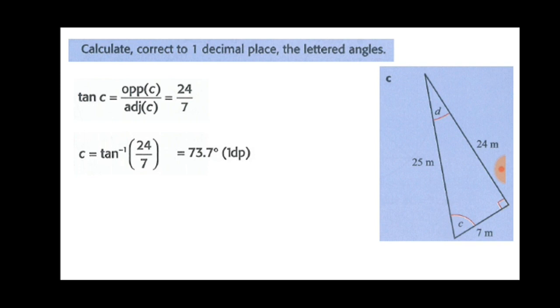And we need to find D. We know that the sum of three angles in a triangle is equal to 180 degrees. So to find D, 180 minus the right angle 90 degrees and minus angle C. So D is equal to 180 degrees minus 90 degrees plus 73.7, which is equal to 16.3 degrees.